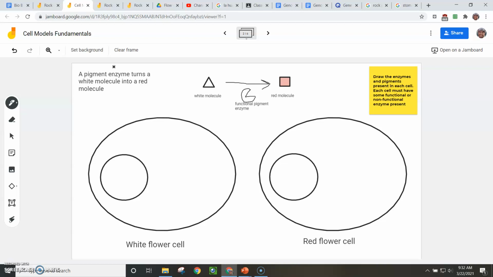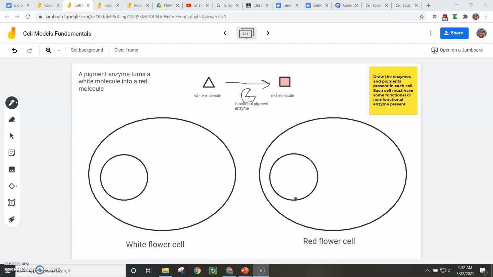A pigment enzyme turns a white molecule into a red molecule. You can see that happening here. This white molecule fits into this pigment enzyme, and that pigment enzyme can change it into a red molecule. The instructions say to draw the enzymes and pigments present in each cell. Each cell must have some functional or non-functional enzyme present.